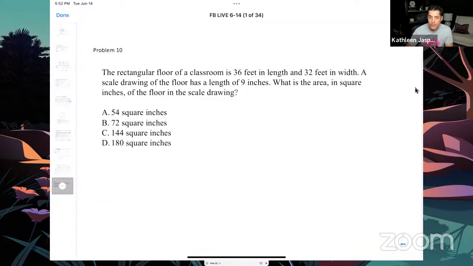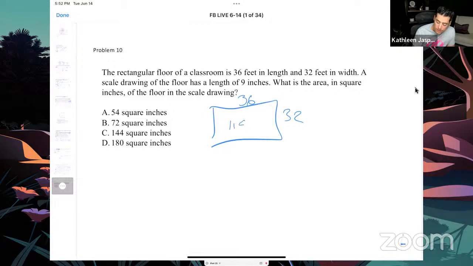What is the area in square inches of the floor in the scale drawing? So you think to yourself, I've got 36 by 32, and I'm looking for area. So you do all this, you get 1152. And then you're like, well, if the length is 9 inches, how does that help me out? And it doesn't.